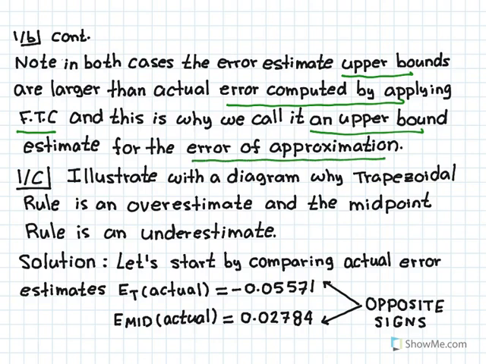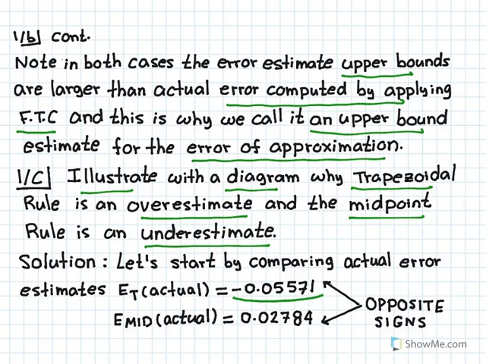Part C of the question asks us to illustrate with a diagram why the trapezoidal rule is an overestimate and the midpoint rule is an underestimate. So let's start by comparing the actual errors. We know that the exact error for the trapezoidal rule came out to be minus 0.05571. The exact error for the midpoint rule came out to be 0.02784. Notice they're opposite signs.